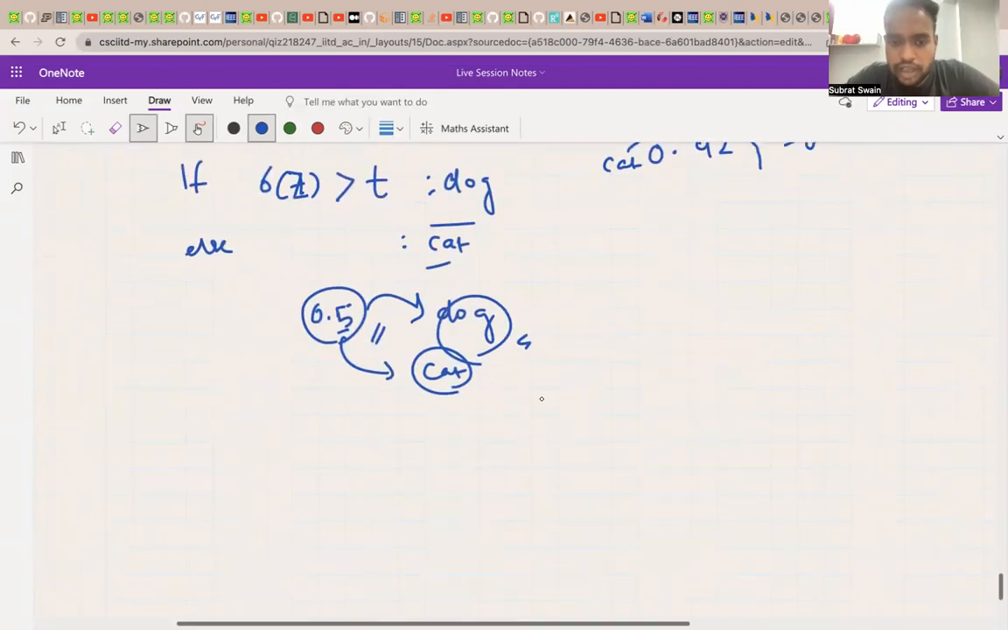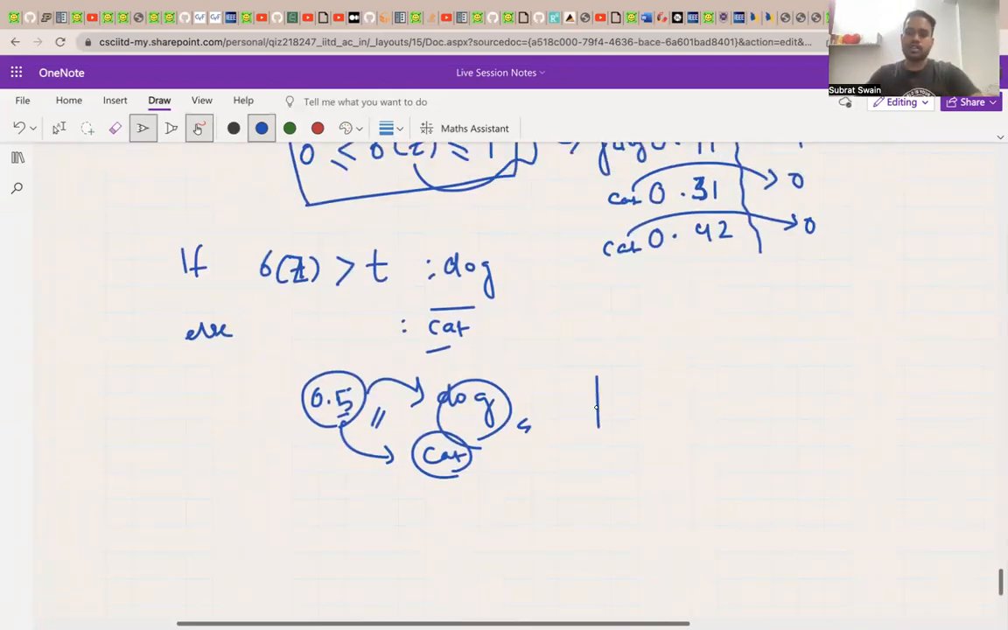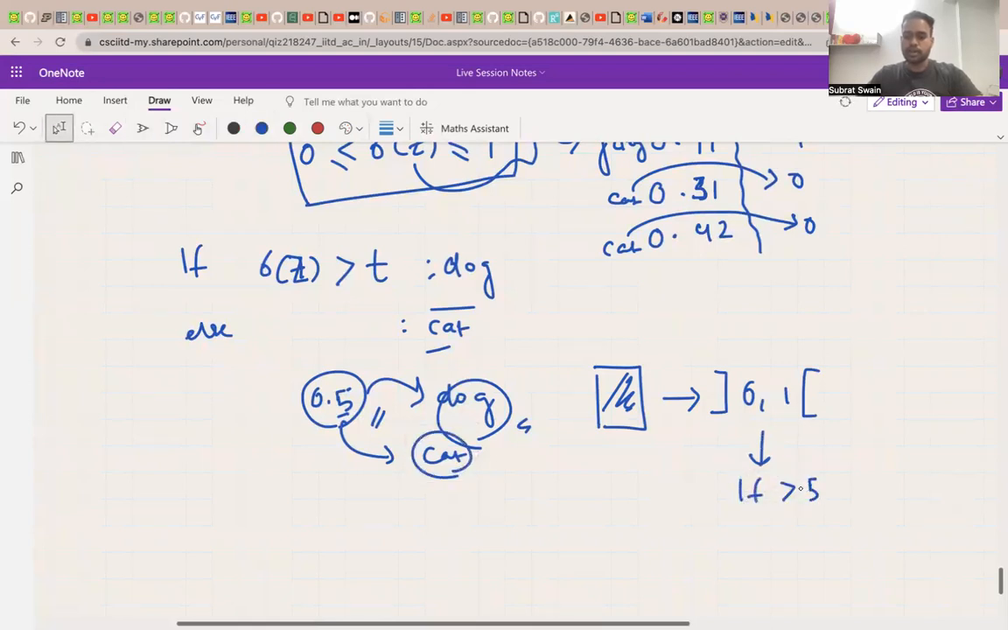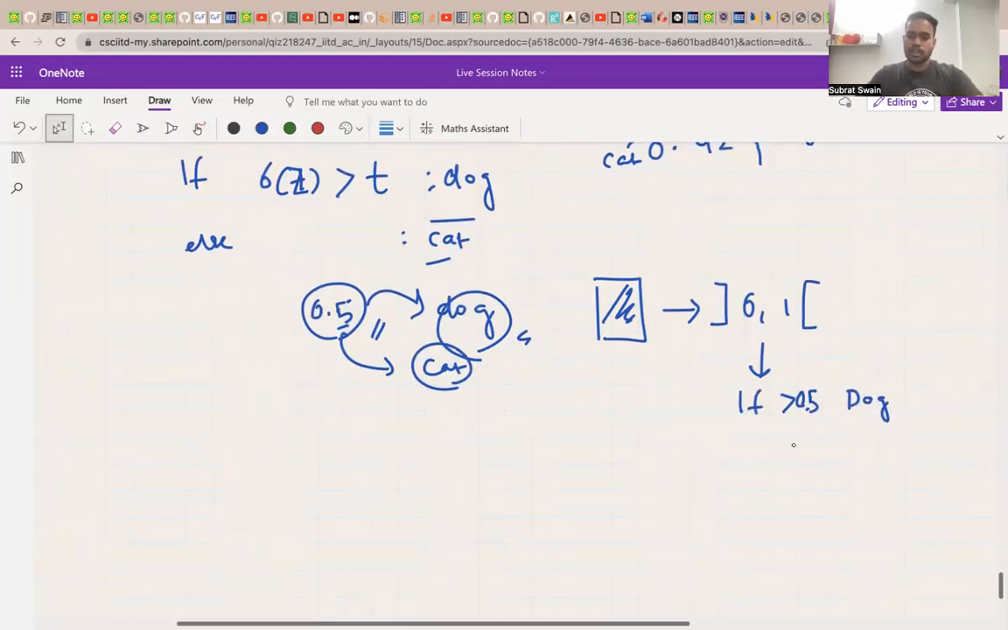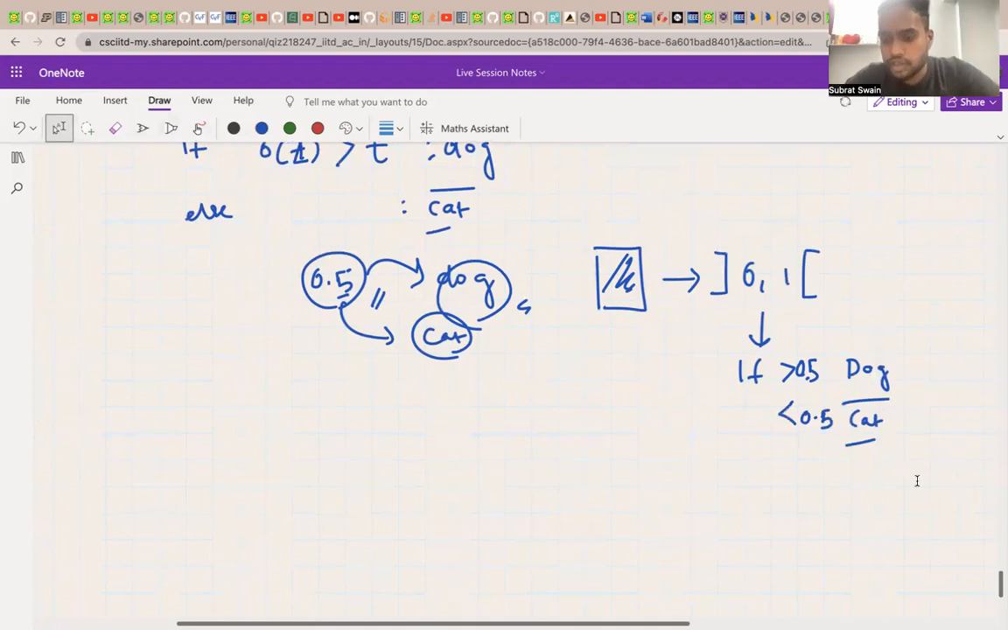Every time you give this network an image, it will give you a score between 0 to 1, open bracket, 0 to 1. And you can just take this score and check if it is greater than 0.5. If it is, then it is a dog, and if less than 0.5, it's a cat, right? So this is done.